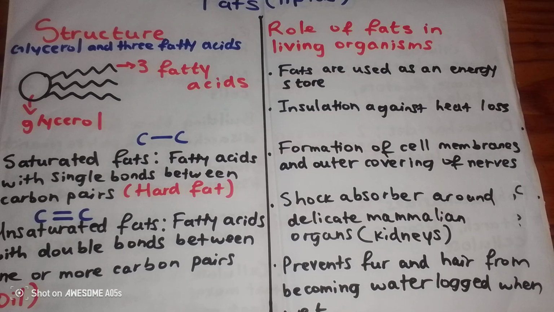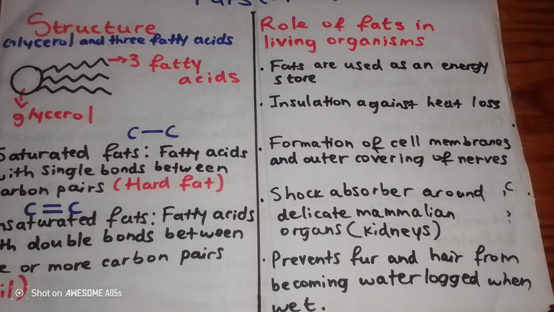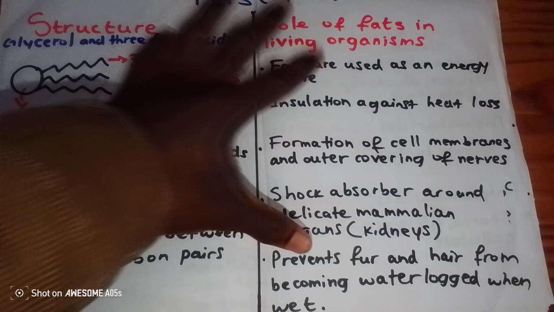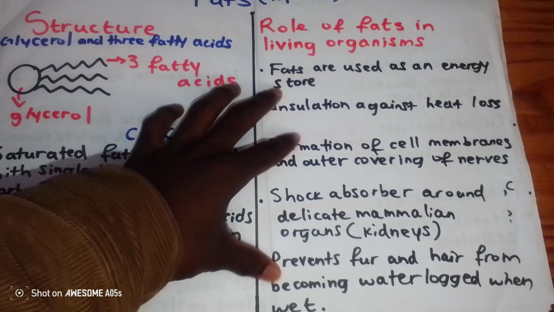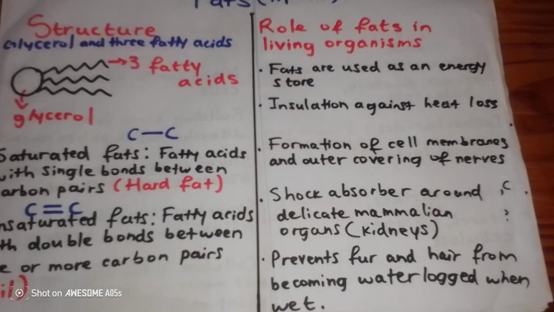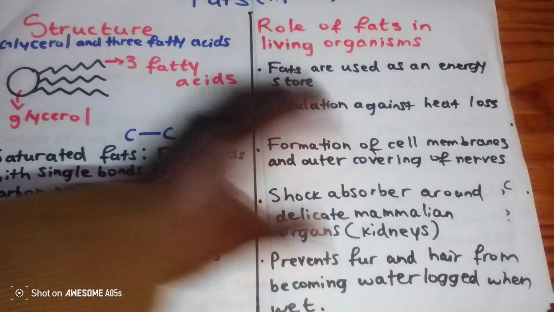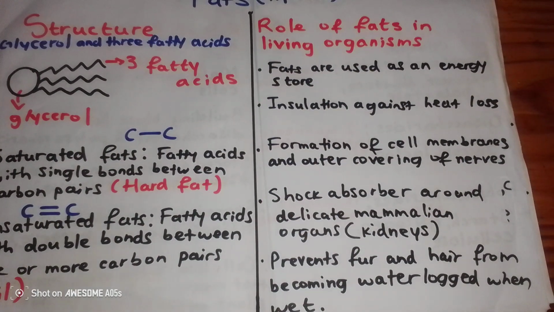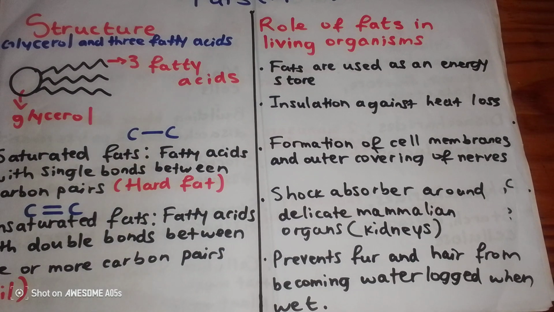Now, what's the role of fats in living organisms? Well, number one, fats are used as an energy store. That means it's stored up as energy in the cases whereby the body needs sugar and there is not enough sugar in the body. Then we move on to the formation of insulation against heat loss, whereby, well, we'll just end the video here because, of course, we've reached the limit. We'll just do a part 2 on the role.